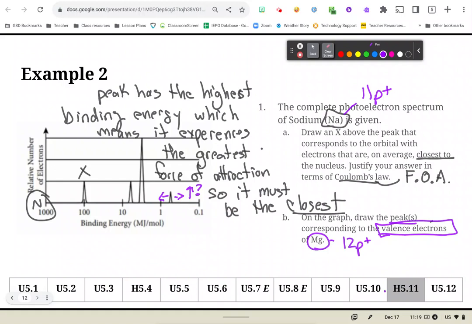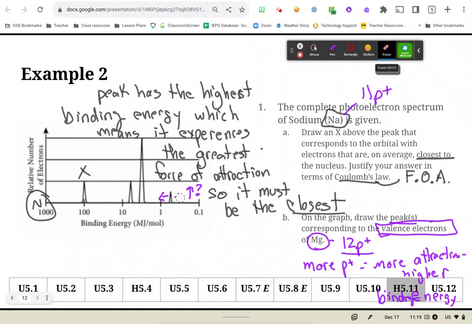Now I have to use that information to decide: is there going to be a stronger force of attraction, meaning a higher binding energy, or a weaker force of attraction, meaning a lower binding energy? More protons means a stronger force of attraction, which means higher binding energy. Make sure I phrase that as binding energy. To make a higher binding energy, I have to move it to the left. So I know it's going to be to the left. It's going to be closer than the one I have right now.